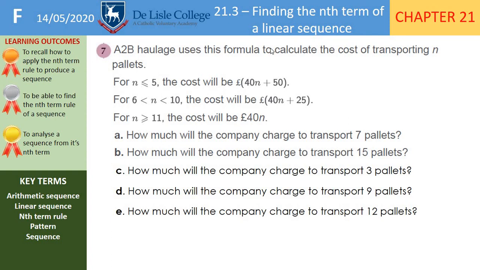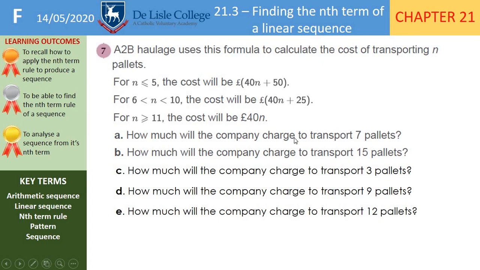Okay, so you're given some criteria here. So when the number of pallets is less than or equal to 5, that's the formula you use to find the cost. When n is greater than 6 but less than 10, that's the formula you use, that's the nth term rule. And when n is greater than or equal to 11, that's the nth term rule that you use. So let's do A together.